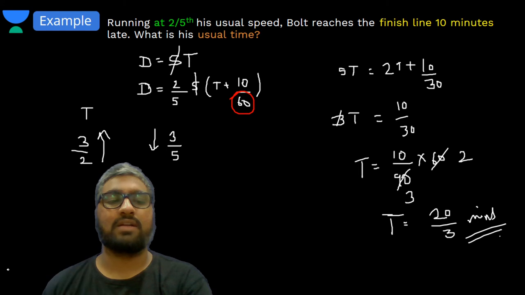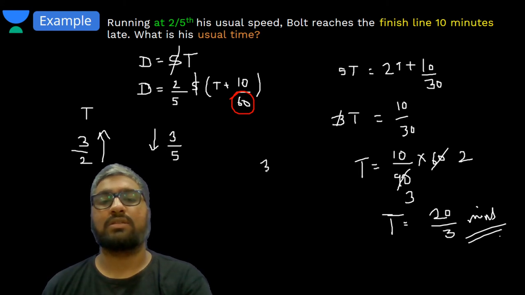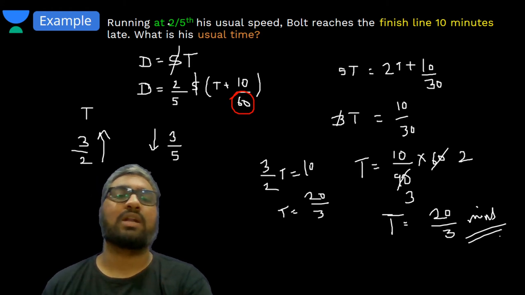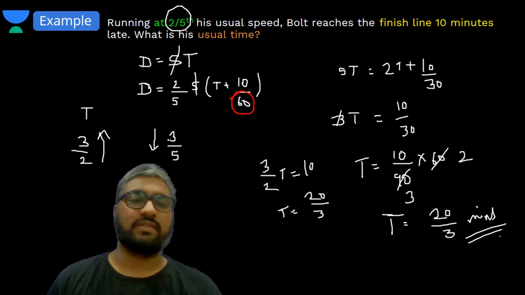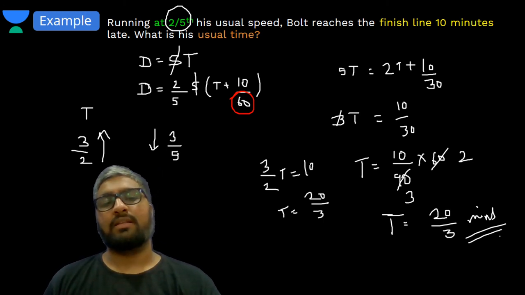So if I were to calculate this, 3 by 2 of the usual time is nothing but 10 minutes. Or in other words, time is nothing but 20 by 3 minutes. So what I've done is 2/5. If the speed becomes 2/5, which means it is decreasing by 1 minus 2/5, which is 3/5. So if there's a 3/5 drop, that basically means what?